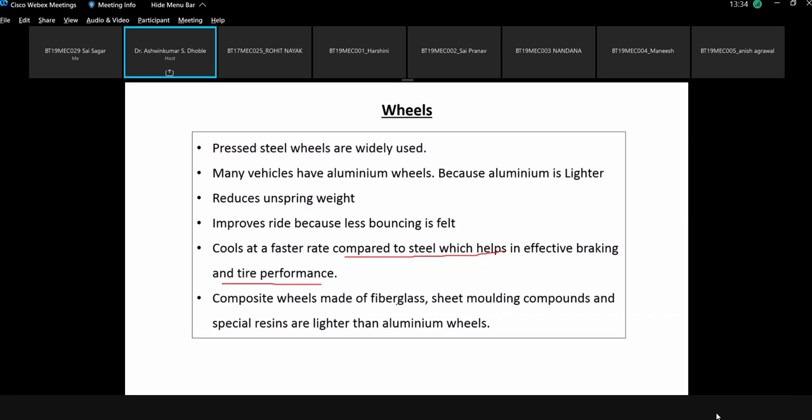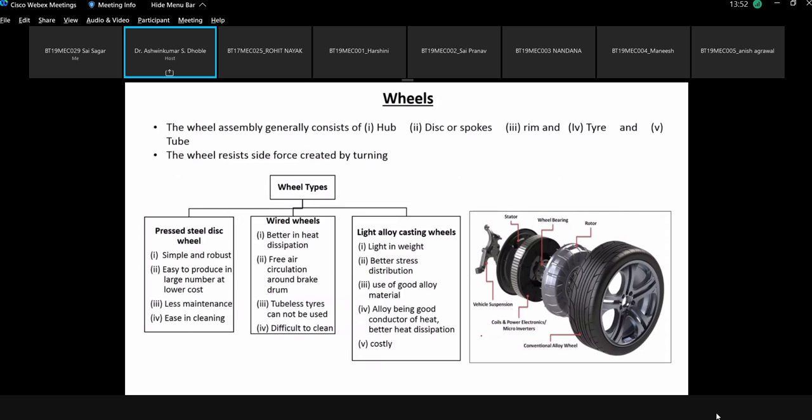Composite wheels made up of fiberglass, sheet molding compounds and special resins are lighter than aluminum wheels. Nowadays there are many types of wheels in use. The alloy wheels are most common, but there are certain problems with the alloy wheels. Okay, we'll see what those problems are. Okay, now the wheel assembly. The wheel assembly generally consists of the hub.